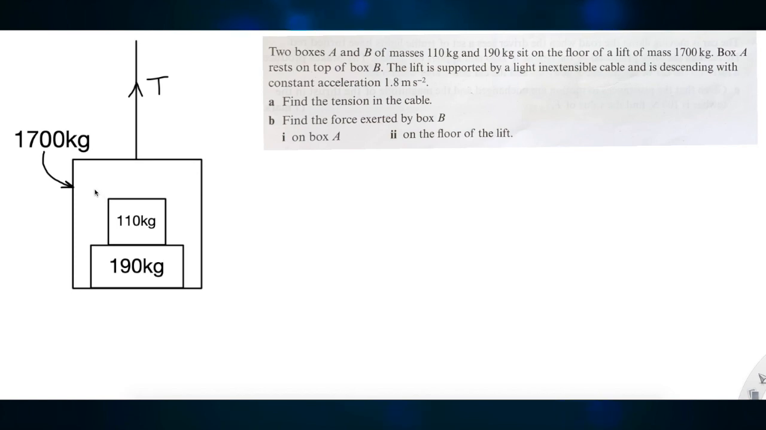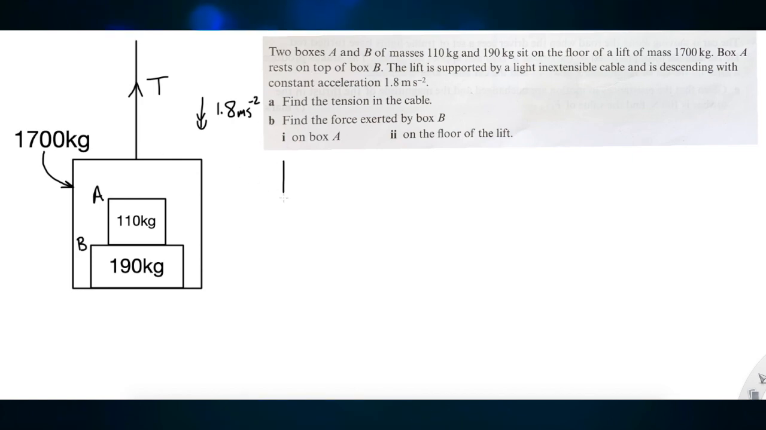Okay, so particle A has a mass of 110, particle B has a mass of 190. The whole lift weighs 1,700 kilograms and it is descending at 1.8 meters per second squared. Okay, so the acceleration is downwards, and the first thing is to find the tension in the cable.